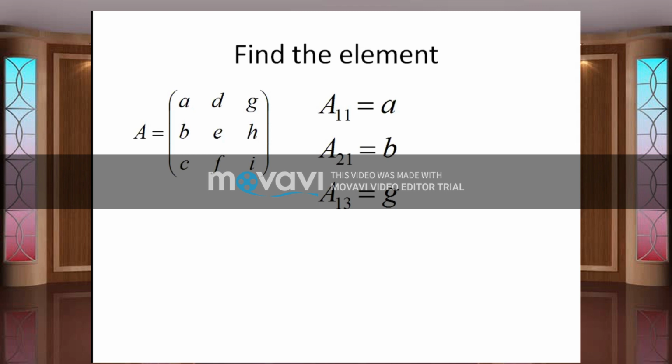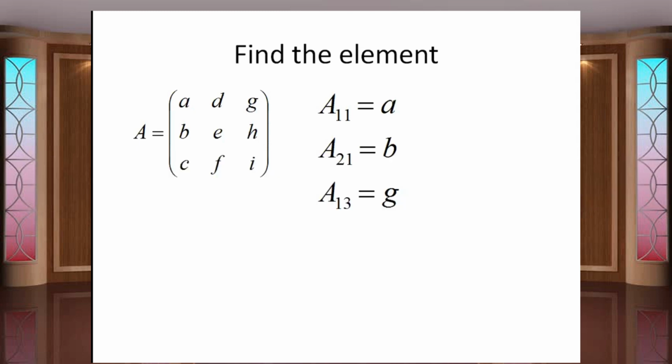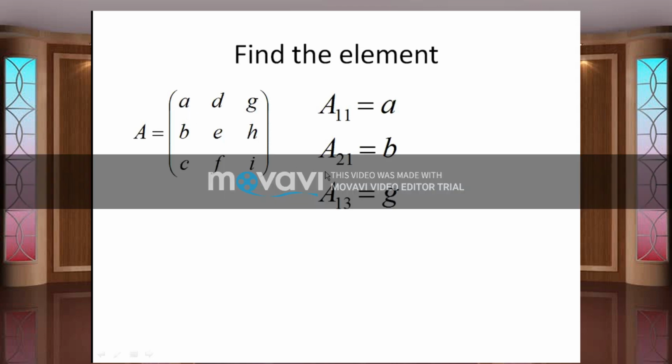It may be any number 1, 2, 3, 4, 5, 6, 7, 8, whatever it is. So now tell me, A11 equals which element? A element. Okay. Whenever I say A11, that means it will be this position. A21, 2 means number 2 row and 1 number column.